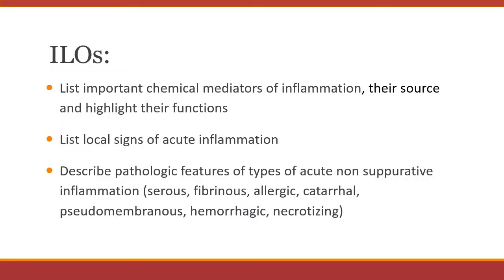By the end of this lecture, we should be able to list the important chemical mediators of inflammation, their sources, and to highlight also their functions, to list the local signs of acute inflammation, and to describe the pathological features of the types of acute nonsuppurative inflammation, such as the serous, fibrinous, allergic, catarrhal, pseudomembranous, hemorrhagic, and necrotizing inflammation.